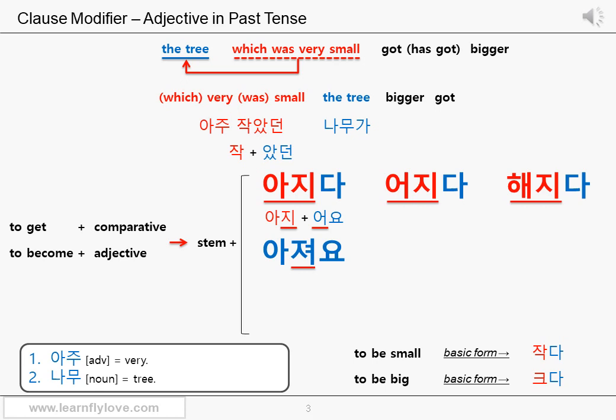Let's apply this to an adjective small. The stem is 작. Since 작 has a vowel, you just need to add 아져요. Okay?